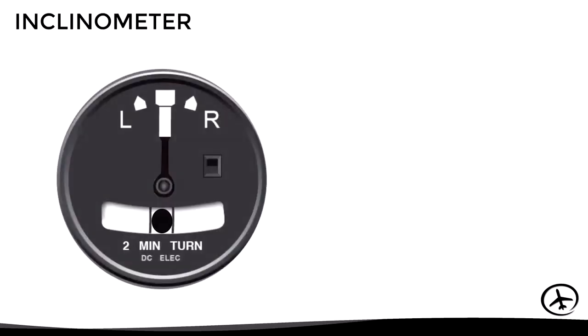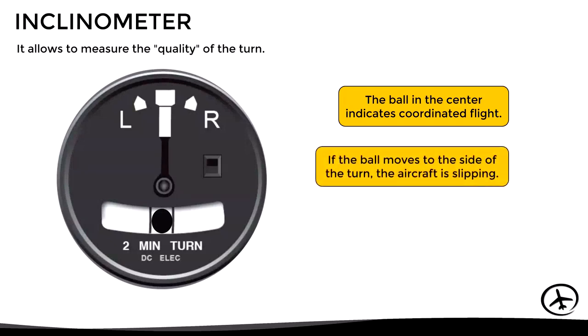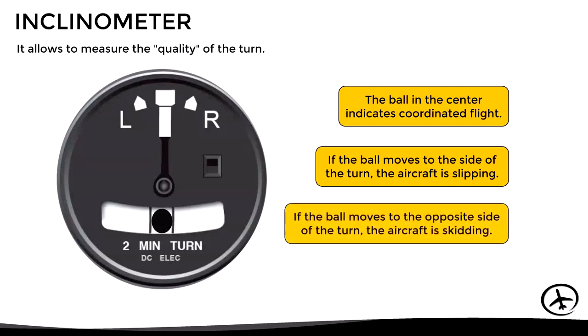In general terms, we can say that it allows to measure the quality of the turn. The inclinometer is the simplest instrument that we will find in an aircraft, since it consists of a capsule filled with liquid and a ball that is free to move inside. In this case, if the ball remains centered in the capsule, it will indicate a coordinated flight. If the ball moves to the side of the turn, it will indicate a slipping turn. And if the ball moves to the opposite side of the turn, it will indicate a skidding turn.